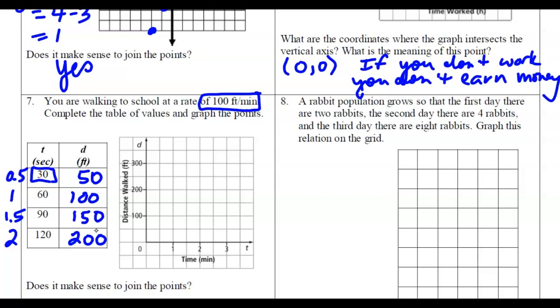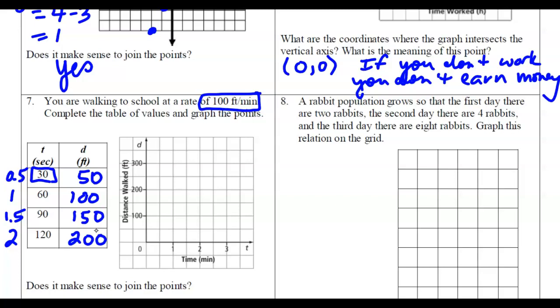I've done the scale for you, so it shouldn't be too difficult to plot them. Then think, does it make sense to join them up? Okay? If you're walking to school, does it make sense that you jump from this point to another point after 1 minute, another point after 2 minutes? Can you travel in time? Nope. So you have to continuously keep walking. Basically, any time the independent variable is time, it's likely a continuous function where you join up the points.